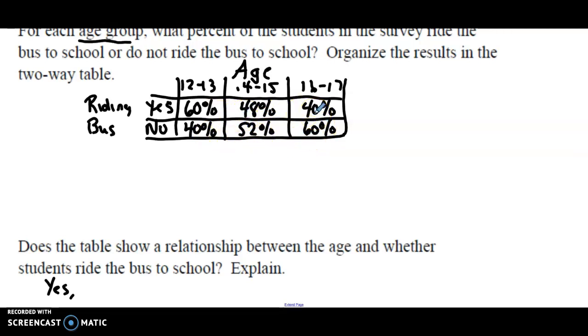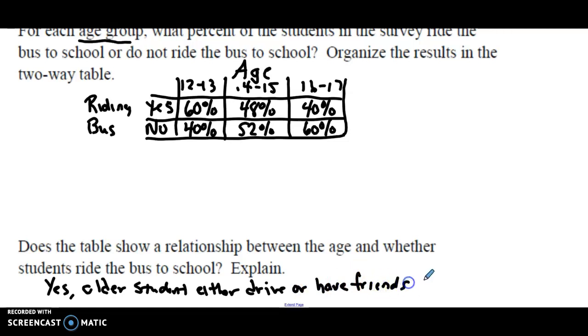So I would say yes because older students either drive or have friends who drive. And that would explain the results of that table.